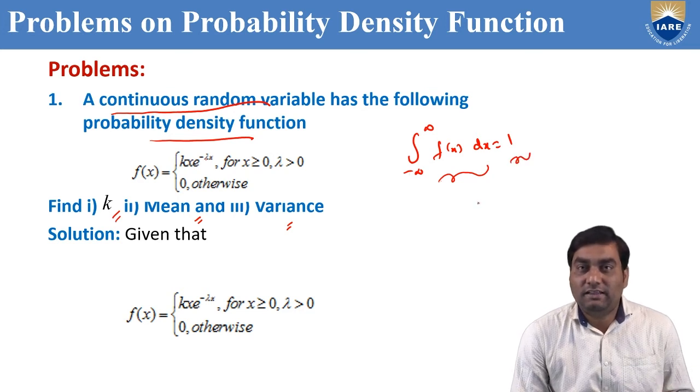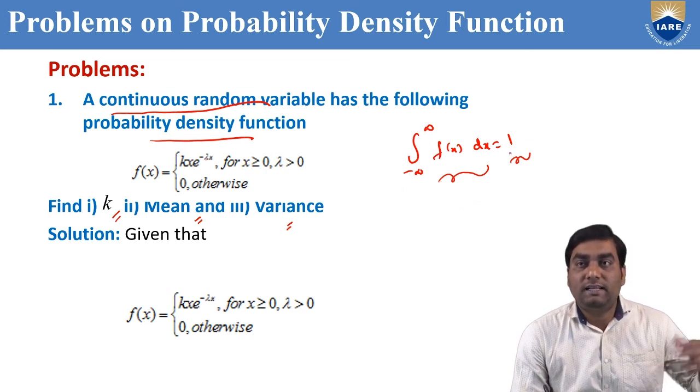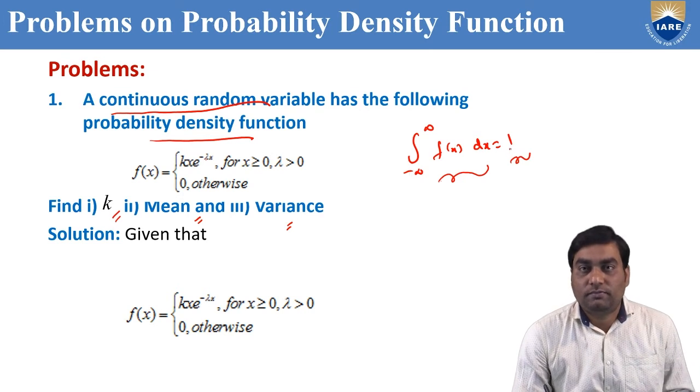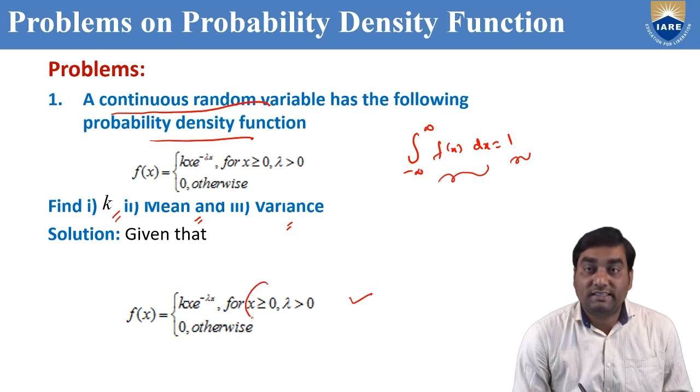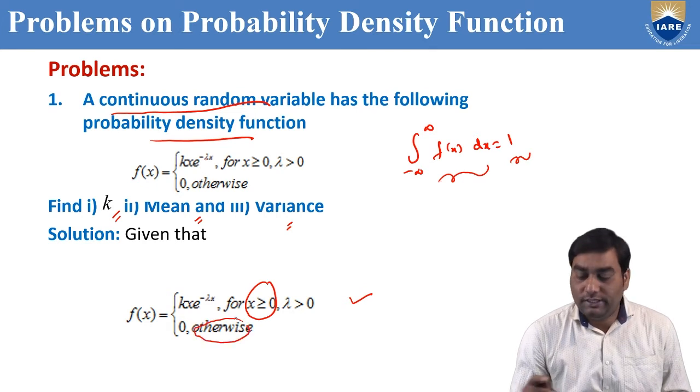But here, in the problem itself, given that it is a PDF. So, use this property to find the remaining values. Now, f of x is kx e power minus lambda x for x greater than or equal to 0. For all the remaining cases, f of x equals 0. Now, we need to find the k value.